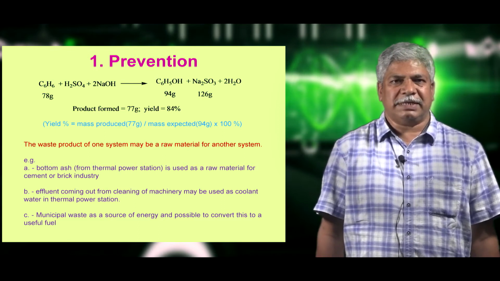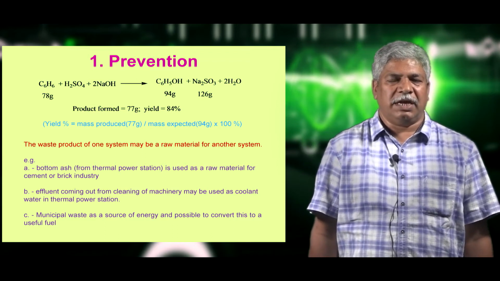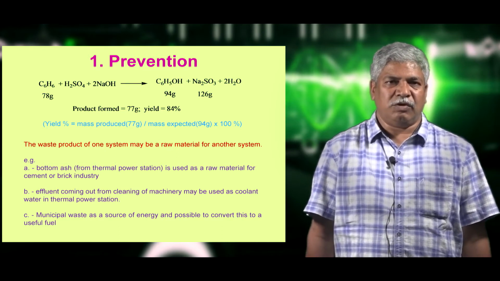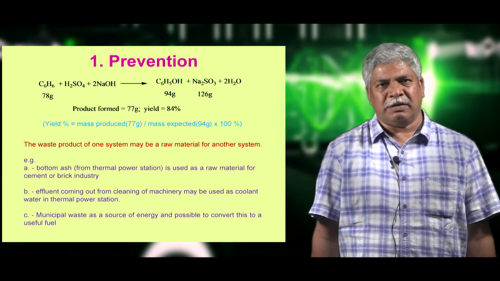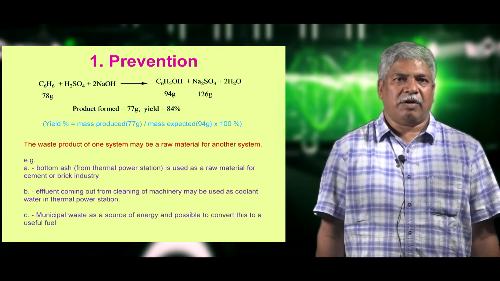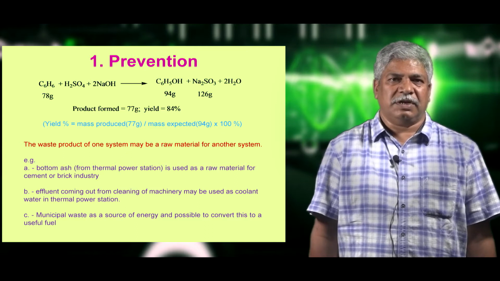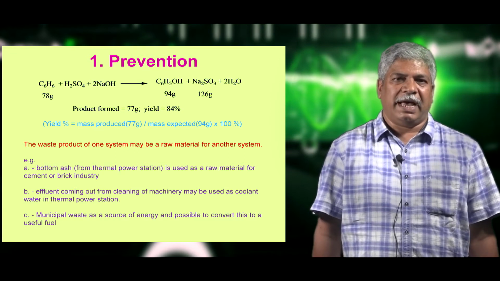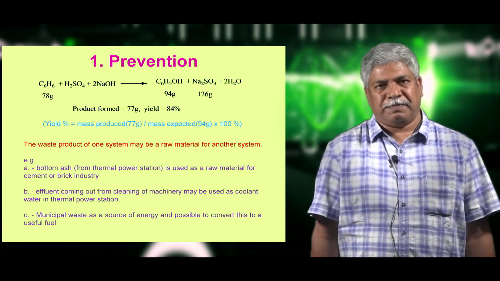Normally industries accept that the waste product or byproduct of one industry will go as a raw material in another industry, or if it is generated in one area of the same industry, it can be accepted in another area. We will discuss some more examples. The bottom mass generated in thermal power stations, that is, the left-over mass after burning of coal, is used as a raw material in the brick and cement industry.